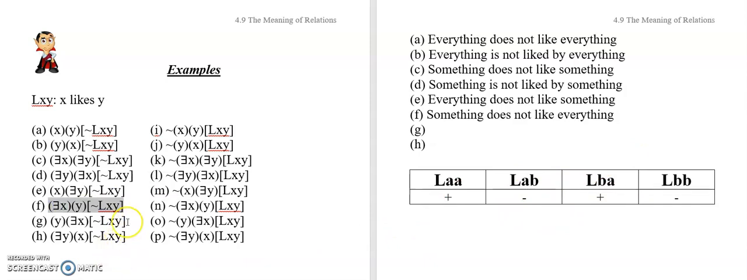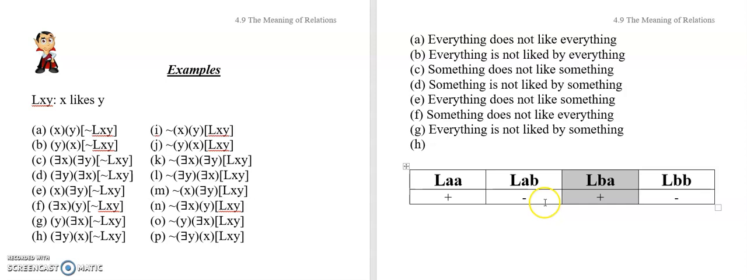Therefore, this sentence is in fact false on this particular domain. Okay, G, everything is not liked by at least one thing. So we'll put everything is not liked by something. Everything is not liked by something. So is it true that A is not liked by something? Let's see. No, in fact, A is liked by everything. So A is liked by itself, and in our two-object domain, A is liked by B. So this sentence is going to be false right there. It says everything, so it has to hold for A, and it also has to hold for B.